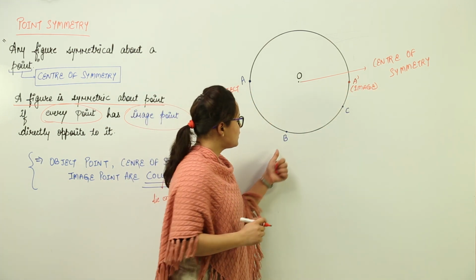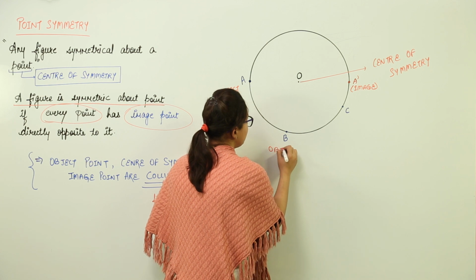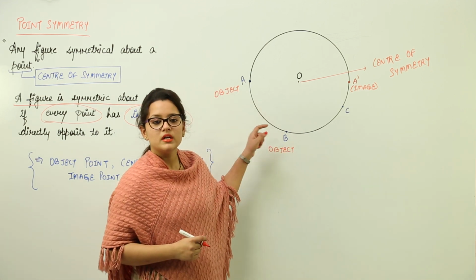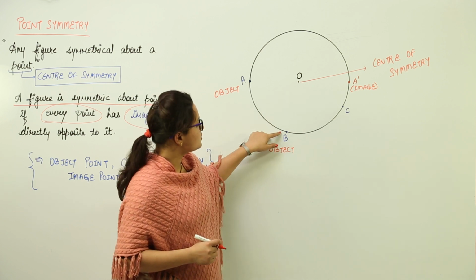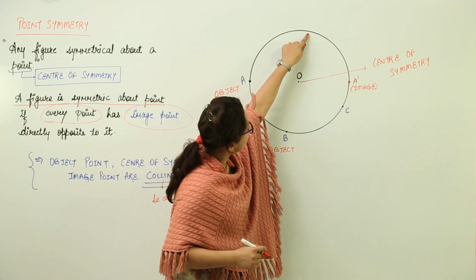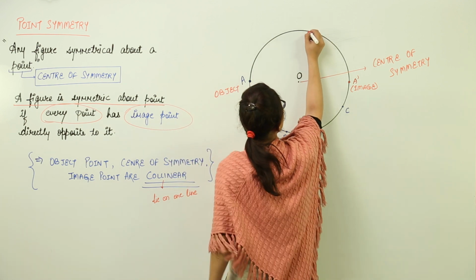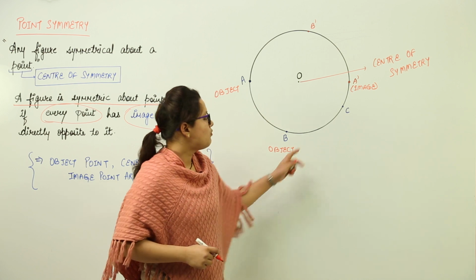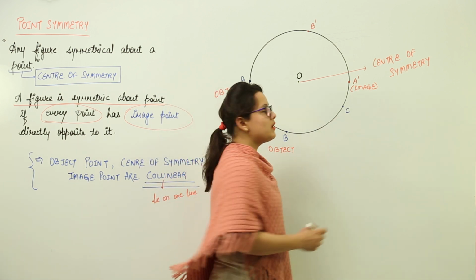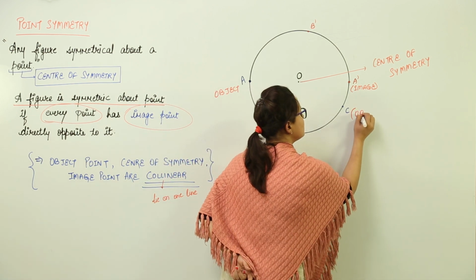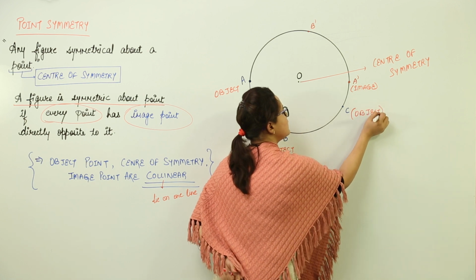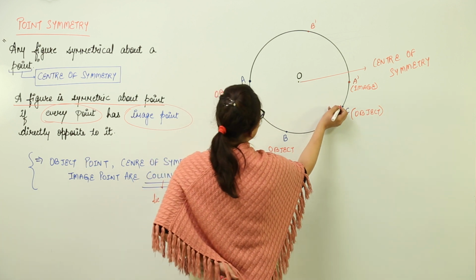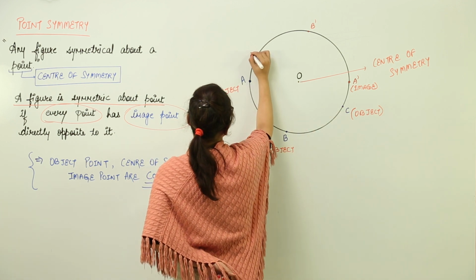Next we have the object point B. So we will write over here object. Now object B is going to have its image directly opposite to this, that means over here. So we are making B dash over here. Now what about point C? If you take point C as the object, you would find that the image point for this object point is going to lie directly opposite to this, that is over here.